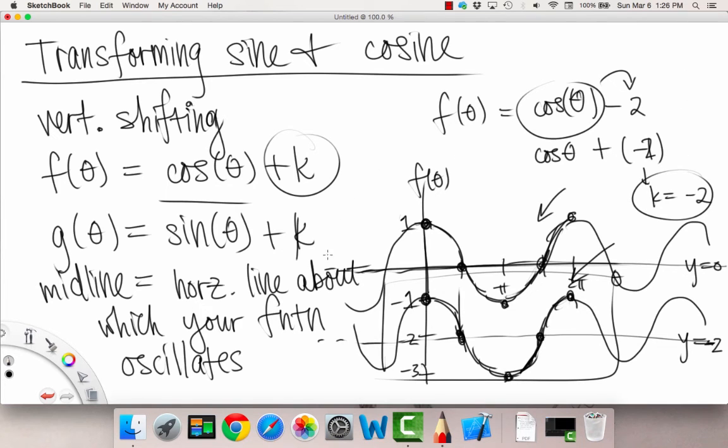So this means that for vertical shifting anyways, when you shift a sinusoid, or sine or cosine, vertically, your midline shifts as well by that exact amount, okay? So the midline, let me write that on the next slide.